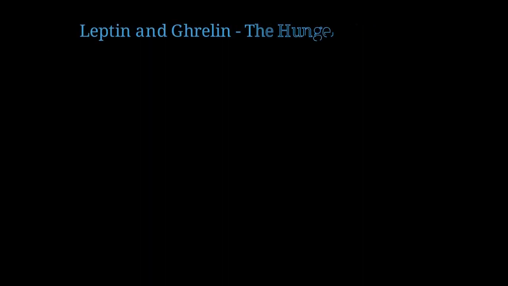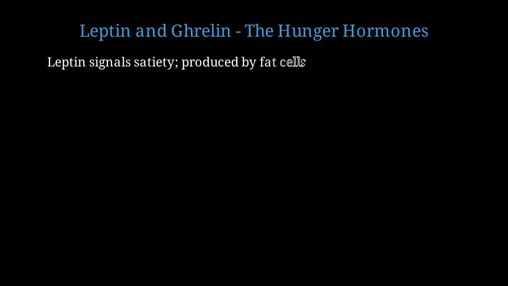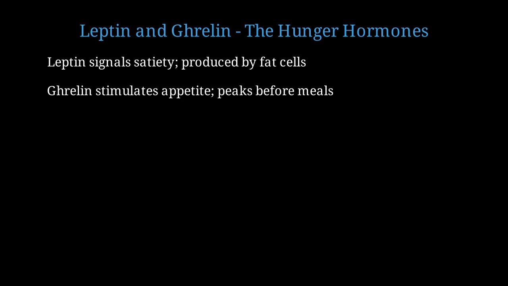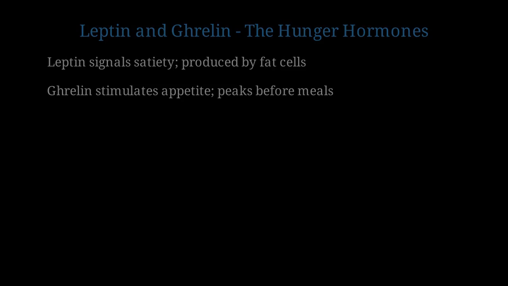We should also discuss leptin and ghrelin, the hunger and satiety hormones that affect body composition. Leptin is produced by adipose tissue and signals satiety to the brain. In obesity, leptin resistance develops, similar to insulin resistance. Ghrelin is produced by the stomach and stimulates appetite. It peaks before meals and drops after eating. Sleep deprivation increases ghrelin and decreases leptin.